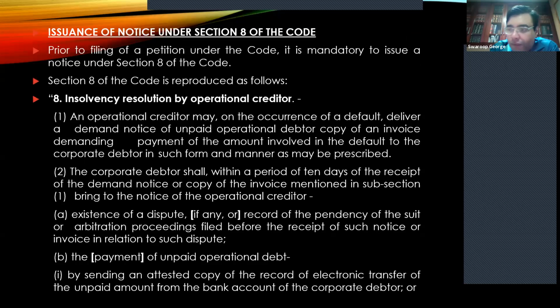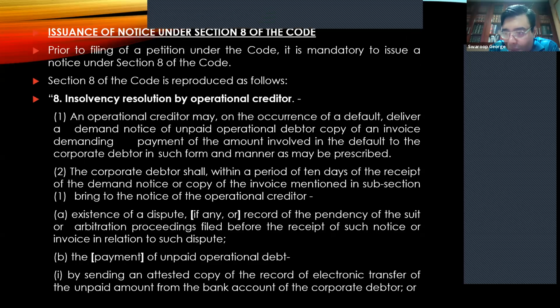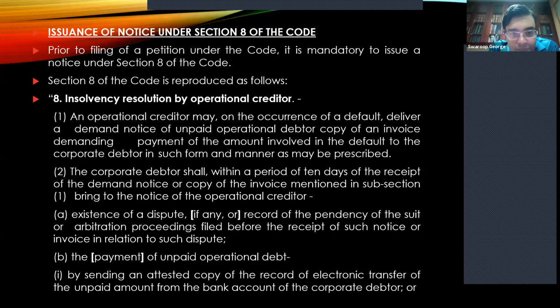Now, the first part of the procedure when you are actually opting to press your claims under section 9 is that you have to mandatorily send a notice under section 8 of the code. Section 8 of the code states that you have to send a demand notice to the corporate debtor, the company which is in debt. After delivery of the notice, you have to give them a 10-day period in which they can respond to you, raising whether there has been a dispute with regard to the debt, as in why it's not payable, or whether the amount has been paid back.